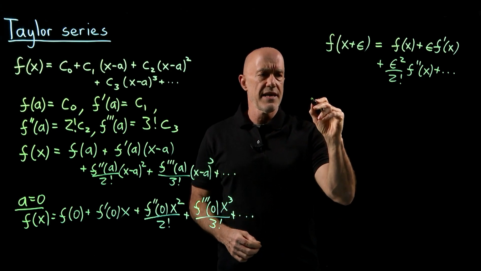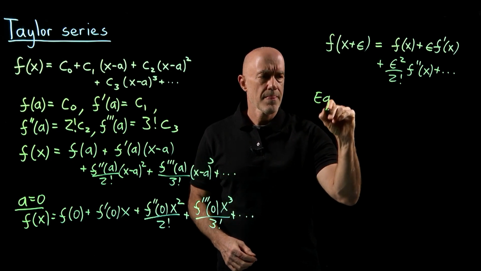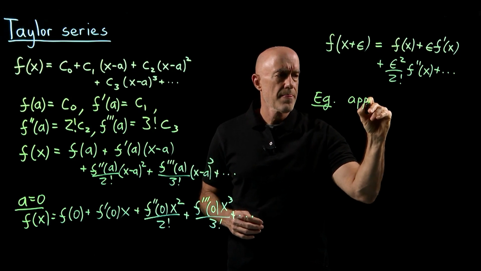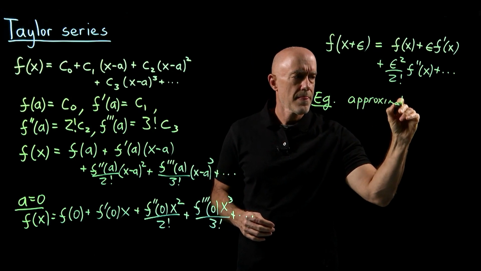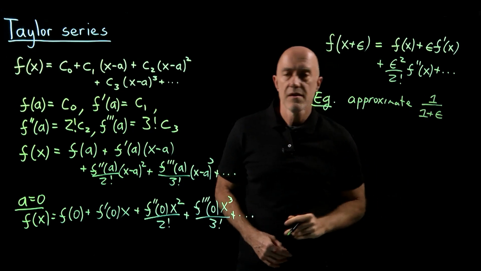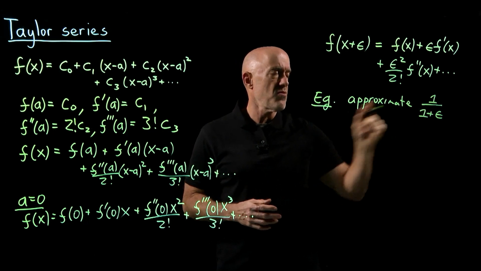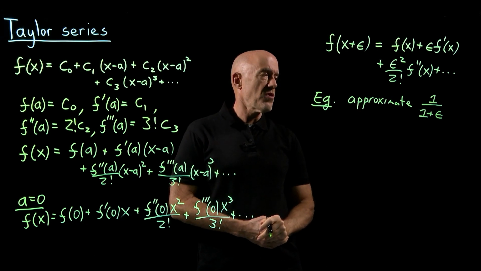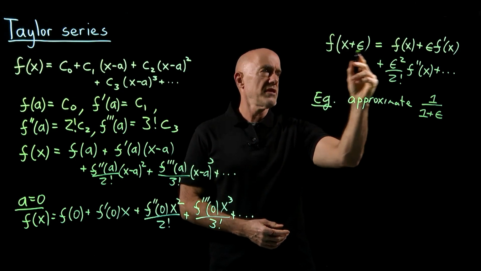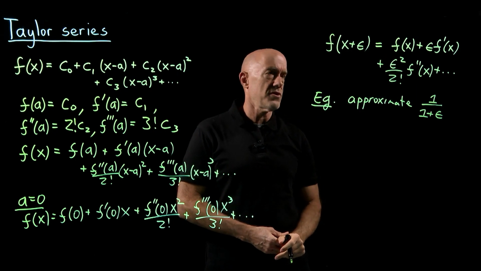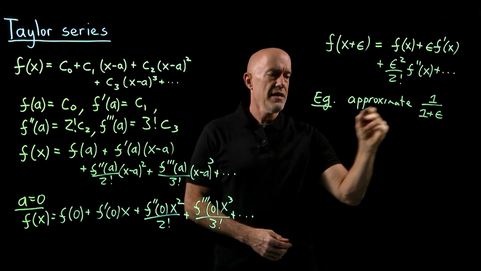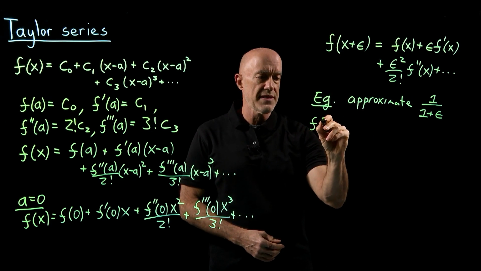And it's very simple to derive this expansion in terms of one of these forms of the Taylor series. So let's look at an example. Let's look at an approximation. So let's approximate 1 over 1 plus epsilon, where epsilon is a very small number. So what we're going to do then is look for a Taylor series of this one using this form of the Taylor series. So our f of x plus epsilon is our 1 over 1 plus epsilon.